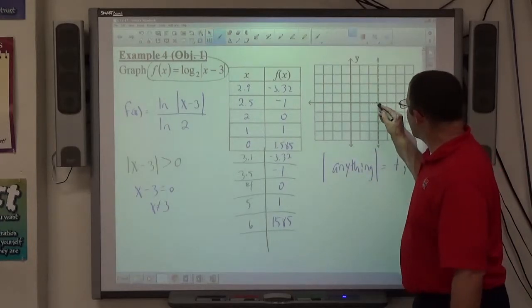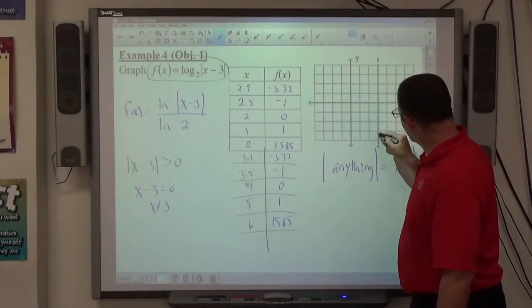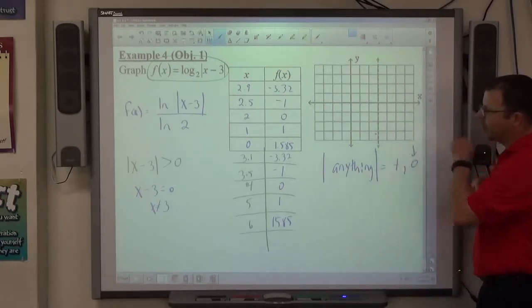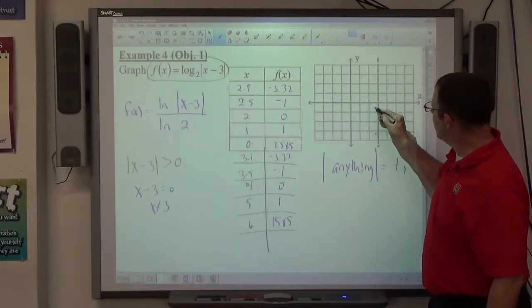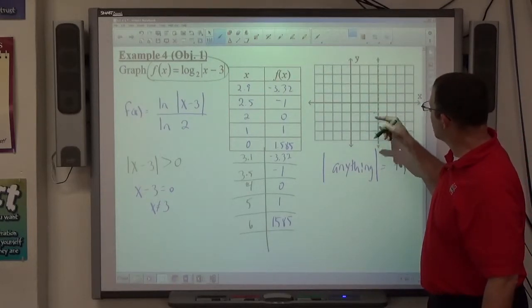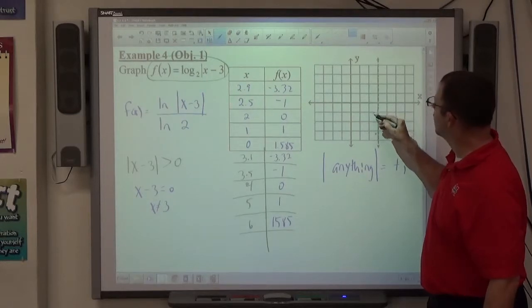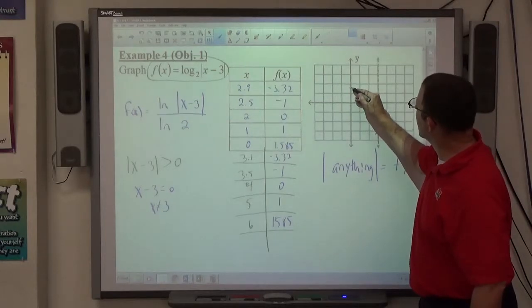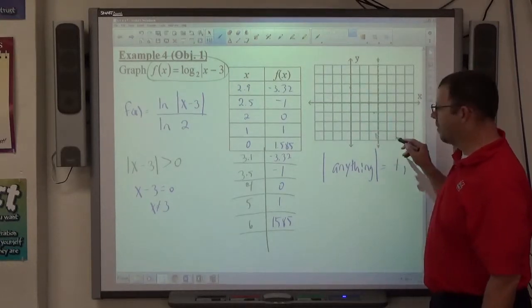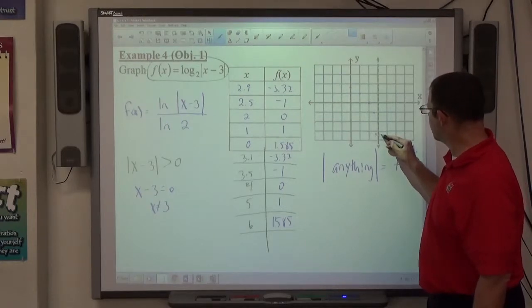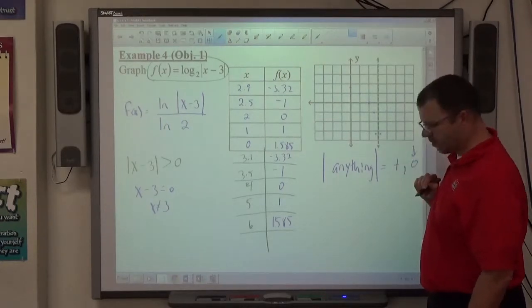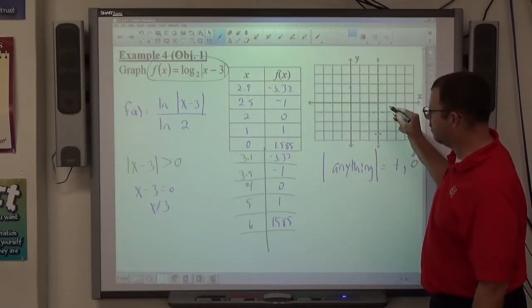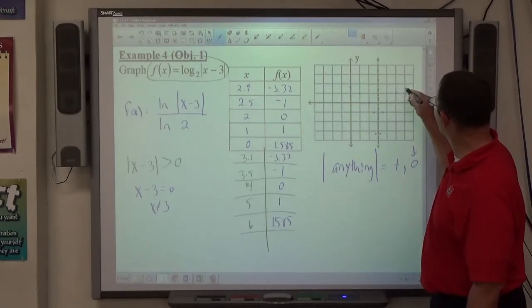So if I go with 2.9, negative 3.32, it's almost touching the electric fence, but it's not quite there, and it goes down 3.32 negative. 2.5, negative 1 would just be right here, halfway between 2 and 3 at negative 1. 2, 0, 1, 1, 0, 1.585, which would be a little higher than halfway. And then if I plot the other ones, 3.1 comma negative 3.32, same place, same distance away, just like so. And then we get 3.5 negative 1, and then we get 4, 0, 5, 1, and 6, 1.585.